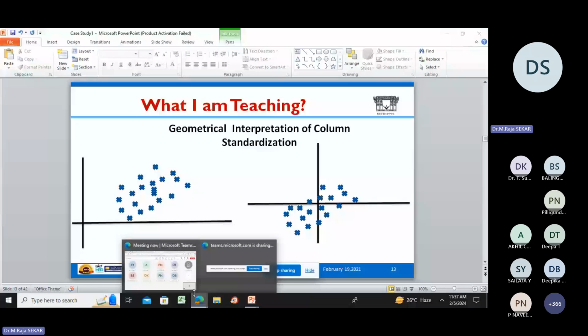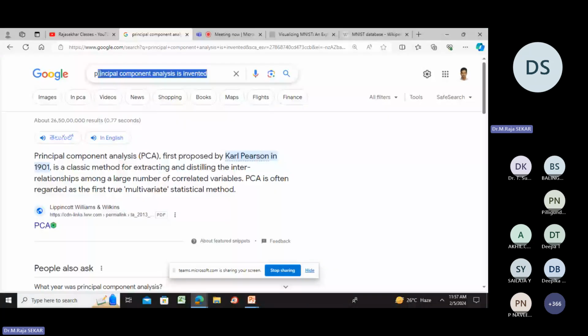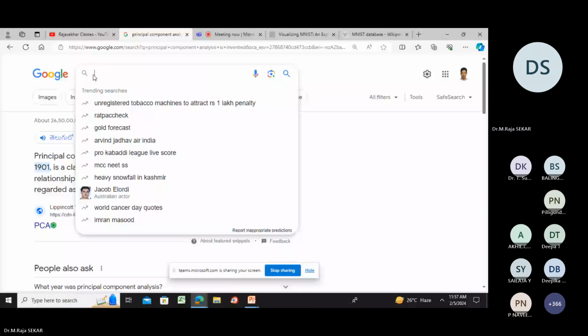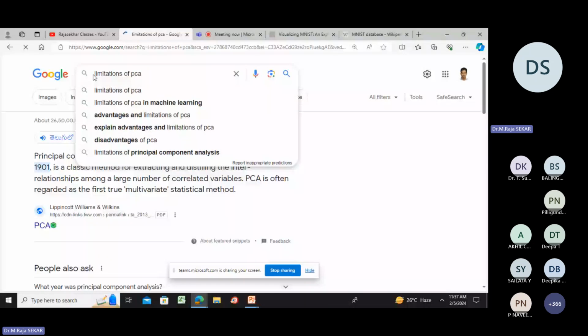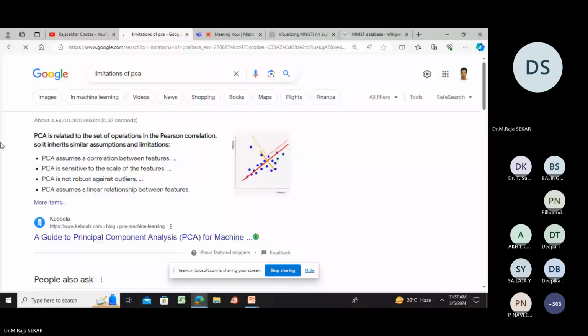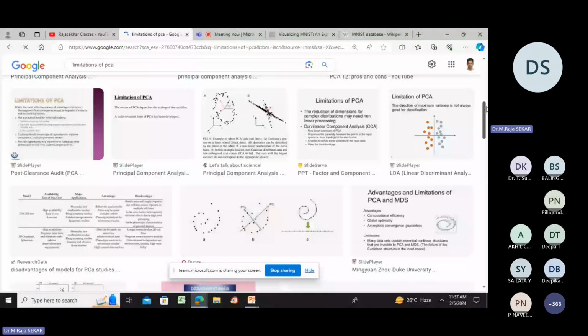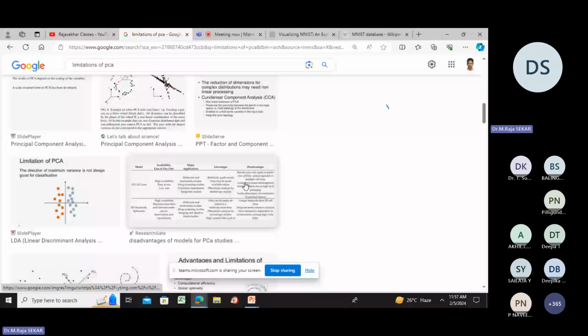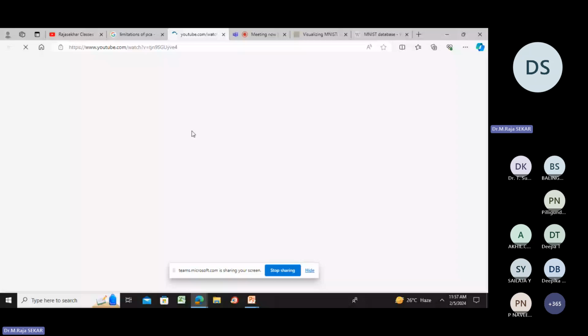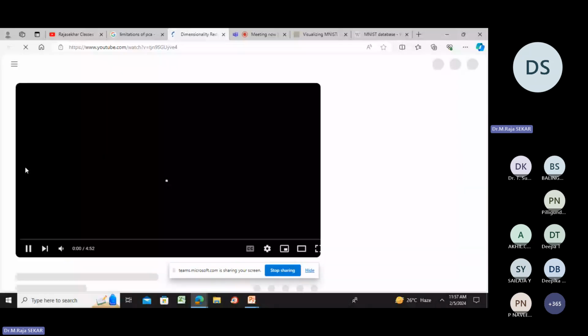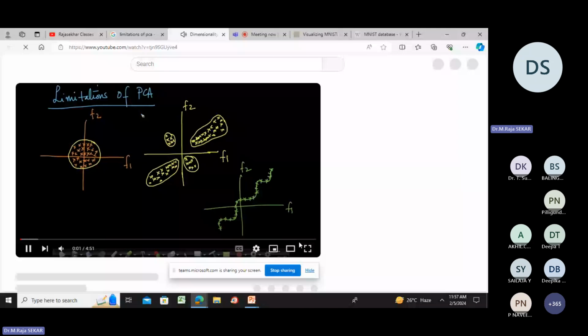Yes. Let me search something like this one: limitations of PCA. If I do an image search, just see. This is one of the beautiful lectures explained by some person. I would like to show this one. Yes, this is limitations of PCA.